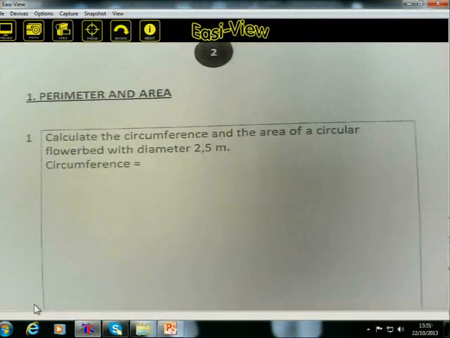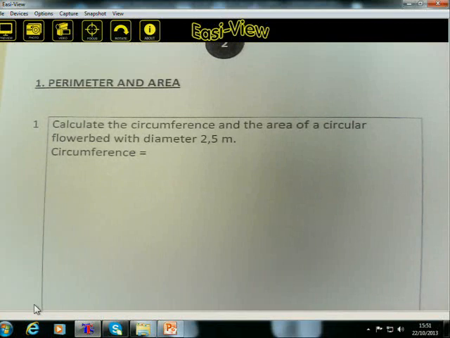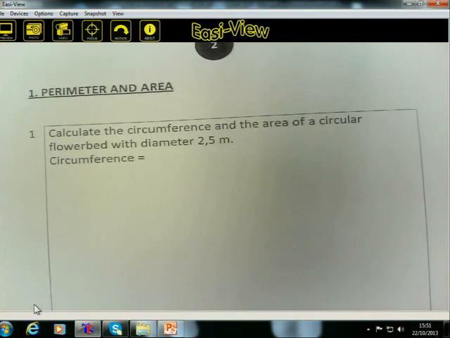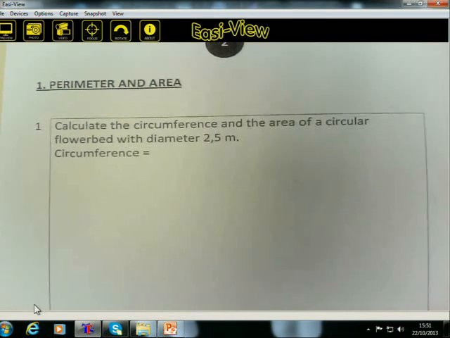Let's go to the first one there. The first problem that you have, the perimeter and area. We are going to calculate the circumference and the area of a circular flower bed with a diameter of 2,5 meters. Immediately, I see a red light going on.